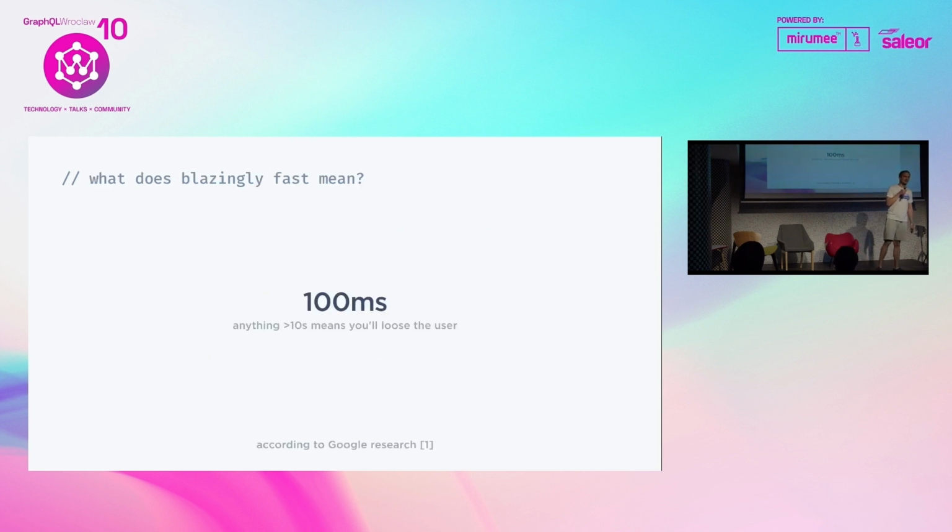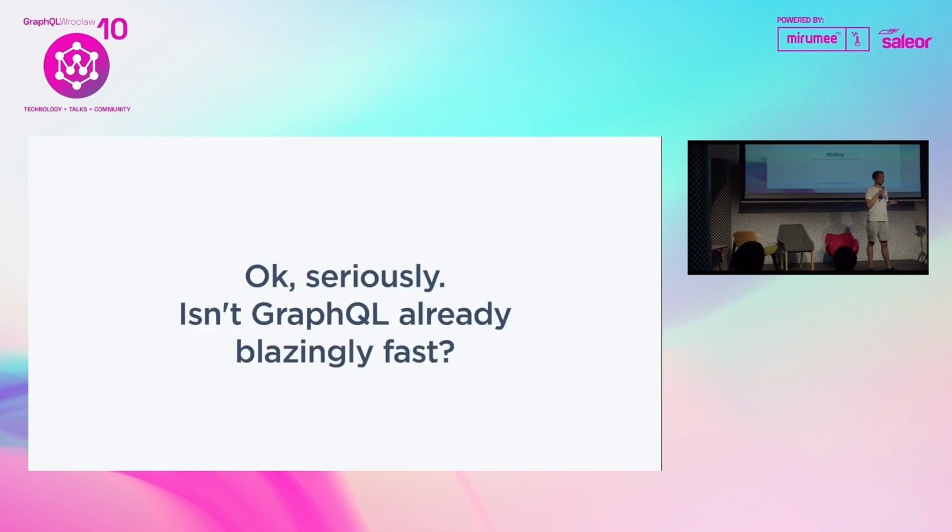So what does blazingly fast mean? I like the definition of Google research, where they say that if you flip a page on a website, doing that in 100 milliseconds is considered blazingly fast, meaning it's considered instant. Anything that is more like 10 seconds, you will just lose users, even though you might have a great application and great content. But isn't GraphQL blazingly fast?